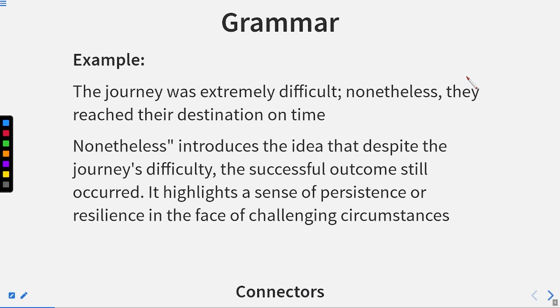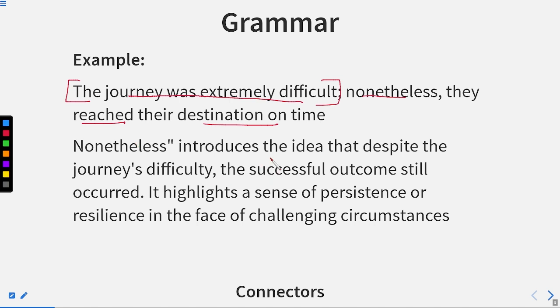For example, the journey was extremely difficult. Now, this is the situation, these are the circumstances about the journey. Nonetheless, they reached their destination on time. Now, if we see this circumstance that the journey was extremely difficult, maybe it will definitely be an obstacle in the journey, or maybe it will take a lot of time, maybe someone will have more difficulties. Nonetheless, or you can say in spite of this or despite, it does not affect at all, they reached their destination on time.